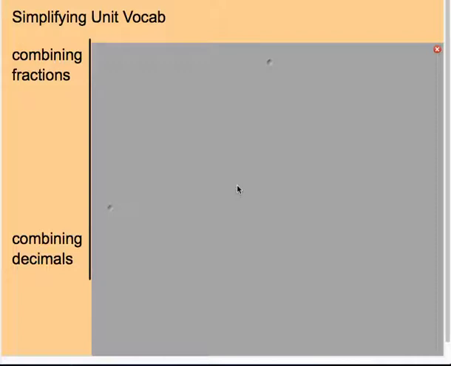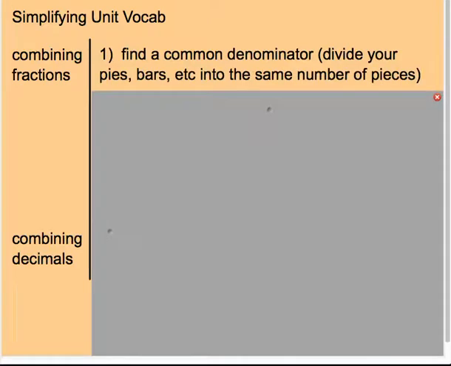The learning target for day 2 is on combining fractions and decimals. Some of you may have been wondering why we learned LCM. Combining fractions is the application of LCM when you find the common denominator, and that is our first step in combining fractions. The reason we need a common denominator is, for example, let's say we have 1/4 plus 2/3.